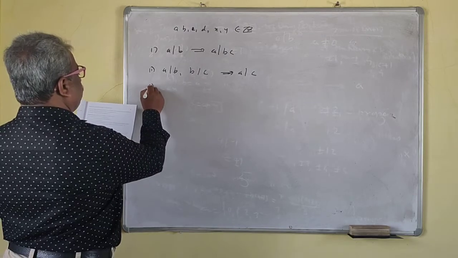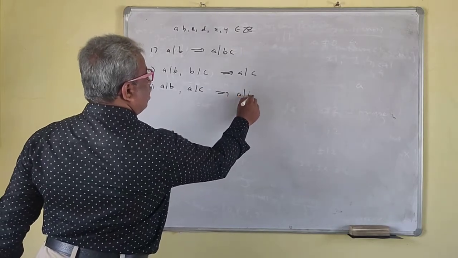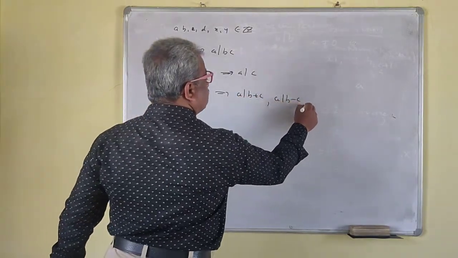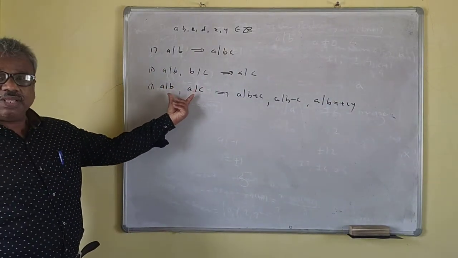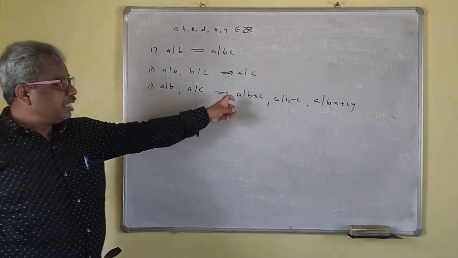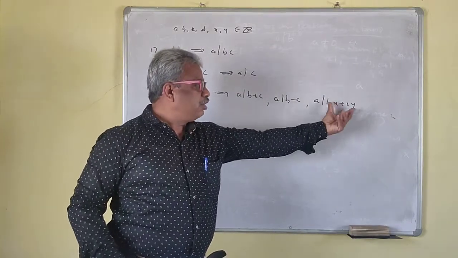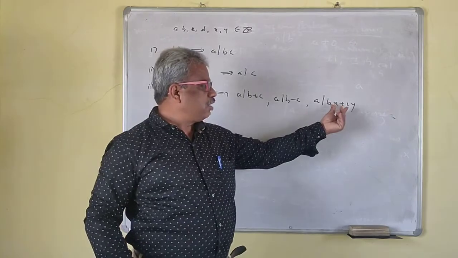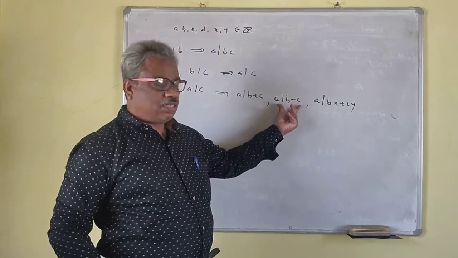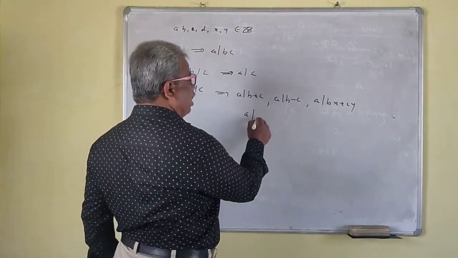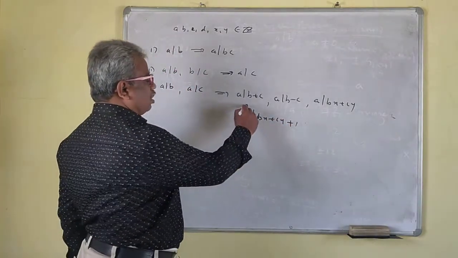The third property: A divides B and A divides C implies that A divides B plus C, A divides B minus C, and A divides Bx plus Cy. That means you can take a linear combination of B and C. If you put X equal to 1 and Y equal to 1, you get B plus C. If you take X equal to 1 and Y equal to minus 1, you get B minus C. But A dividing Bx plus Cy plus some constant is not allowed.